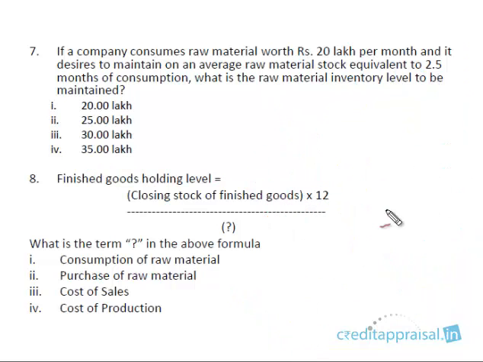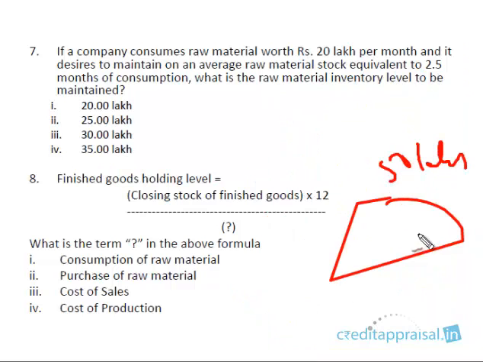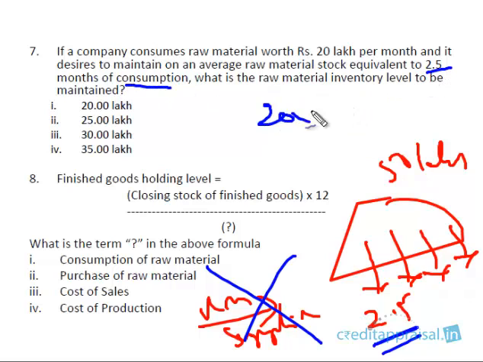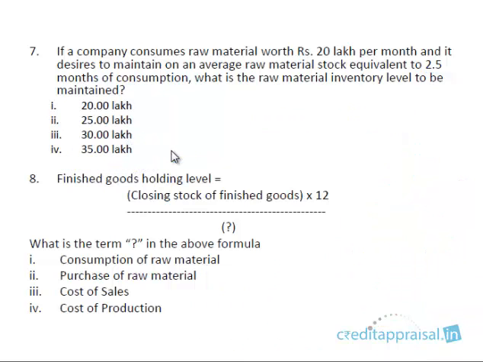If it has 50 lakhs worth of raw material in the godown, it means for 2.5 months the company can draw raw material from this godown, even though no raw material arrives from the supplier. Even if the supplier's raw material were to get stopped, the company can continue its production process for 2.5 months simply by drawing from its buffer stock. So to maintain 2.5 months of consumption, it has to maintain 20 into 2.5, that is 50 lakhs worth of raw material. So there is no option here. It's actually a mistake. This is 50 lakhs.